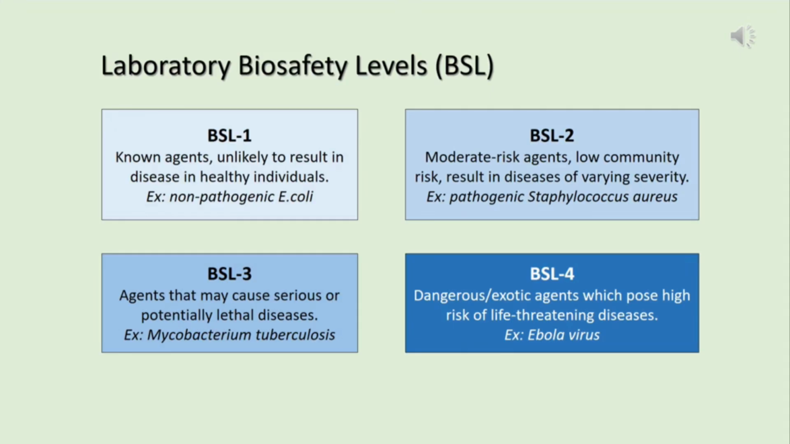This slide shows you the 4 biosafety levels and what kind of agents are handled at these biosafety levels. For example, at BSL-1, we handle known biological agents which are unlikely to result in diseases in healthy individuals, for example non-pathogenic E. coli. At BSL-3, we handle biological agents that may cause serious or potentially lethal diseases, for example Mycobacterium tuberculosis, etc.